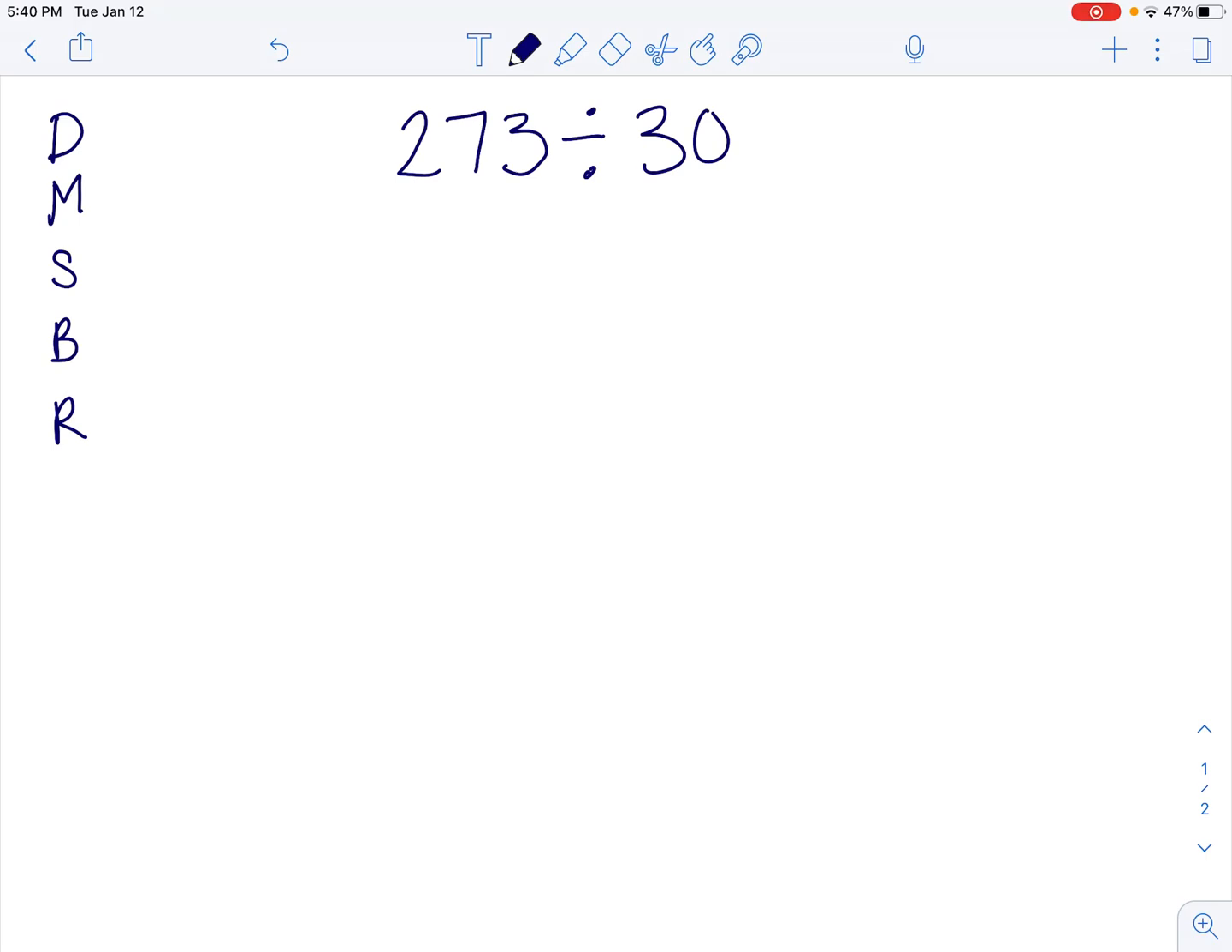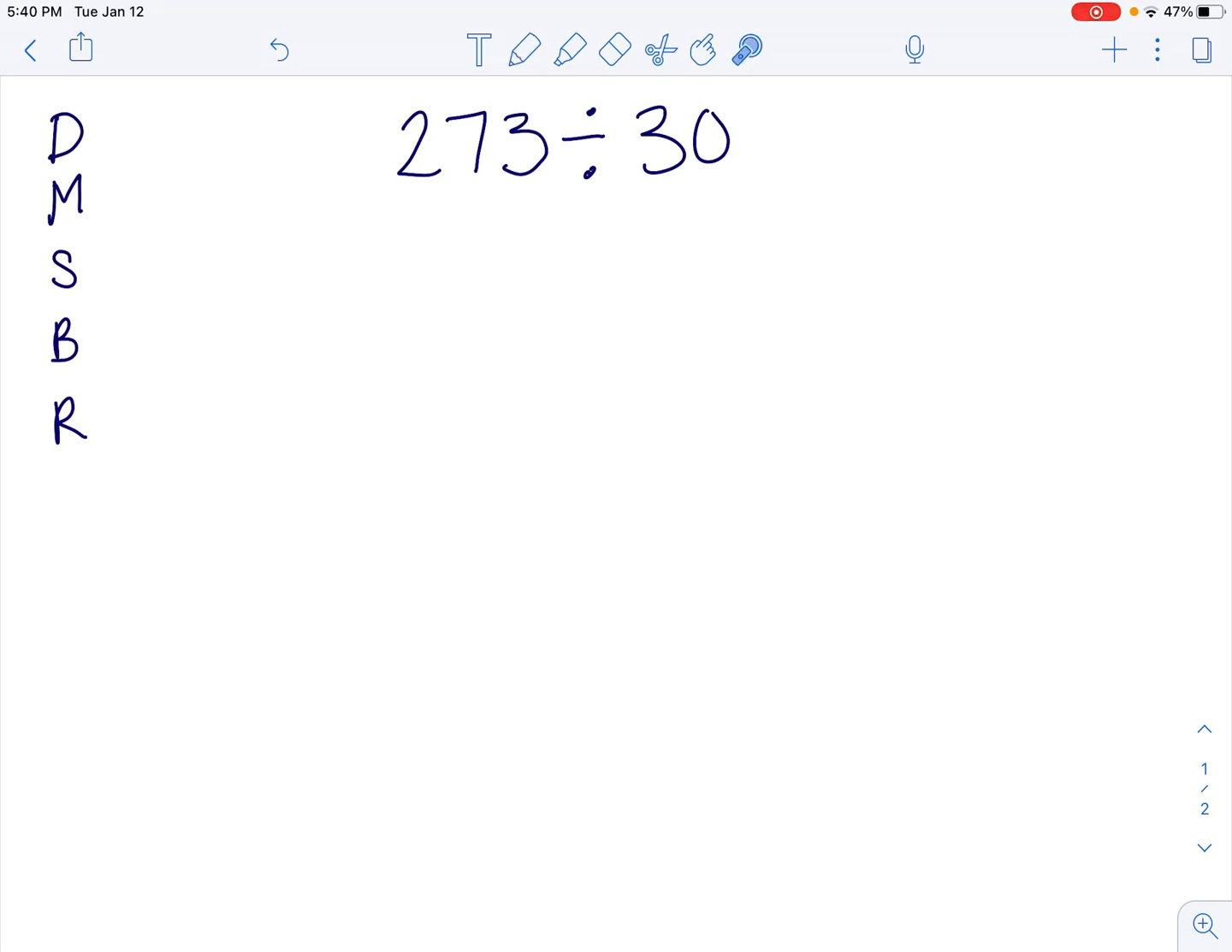The first step whenever we're solving a division problem is to write down our division steps over to the side. Dad, mom, sister, brother, Rover. Our next step is to set up our problem. Here, 273 divided by 30 is the problem that we're going to solve.